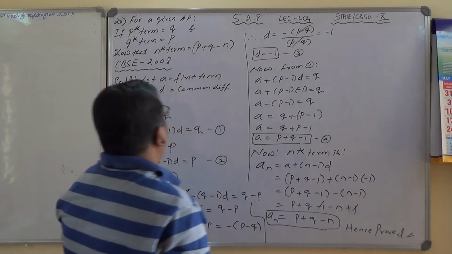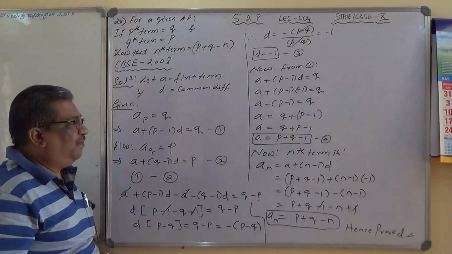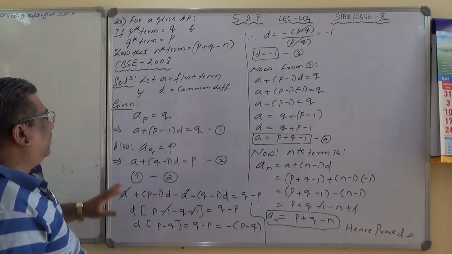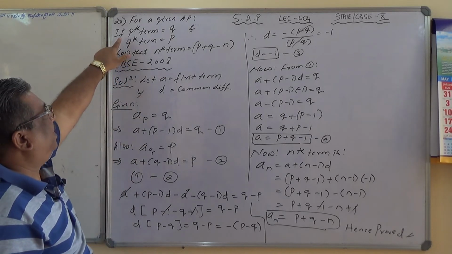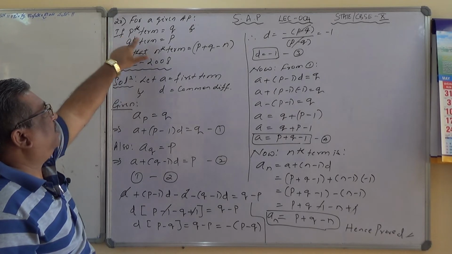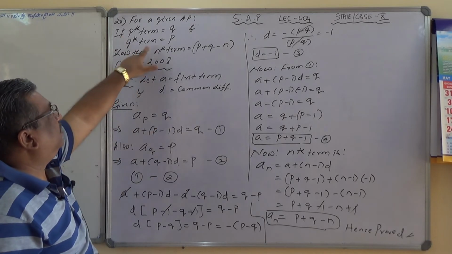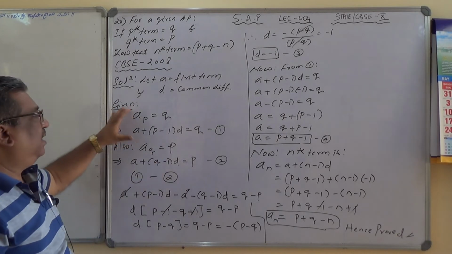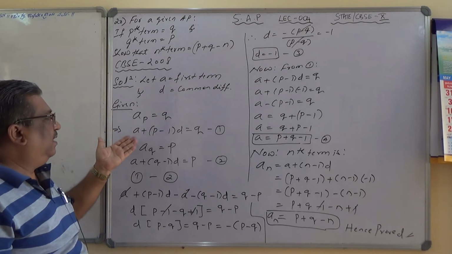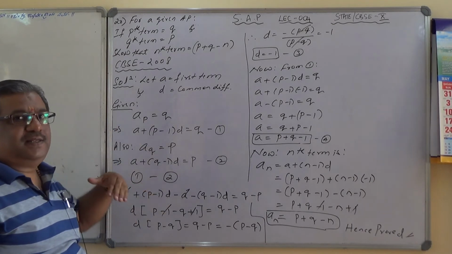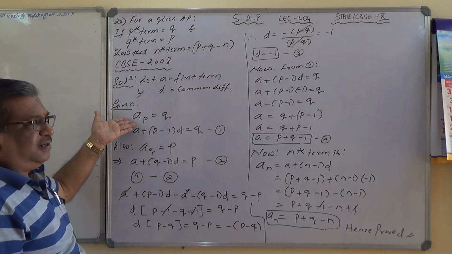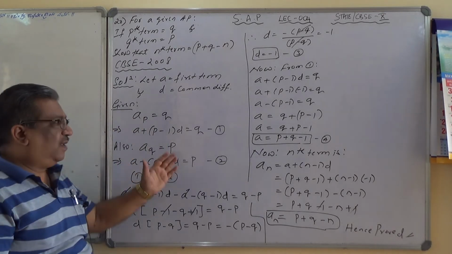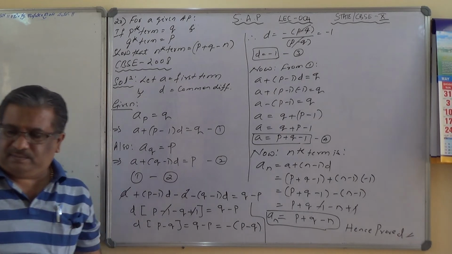This appeared in the year 2008. Simple, not much of a problem. Only thing is a and d are the first term and common difference. According to the question, go by the question, read very carefully. Pth term is q means ap is q. Qth term is p means aq equals p. So you know already these are general terms. If an is the general term, then a plus (n minus 1) into d is the formula. Here ap is the general term, and therefore a plus (p minus 1) into d is the formula for this. So quite simple, not much of a problem. Note it down.